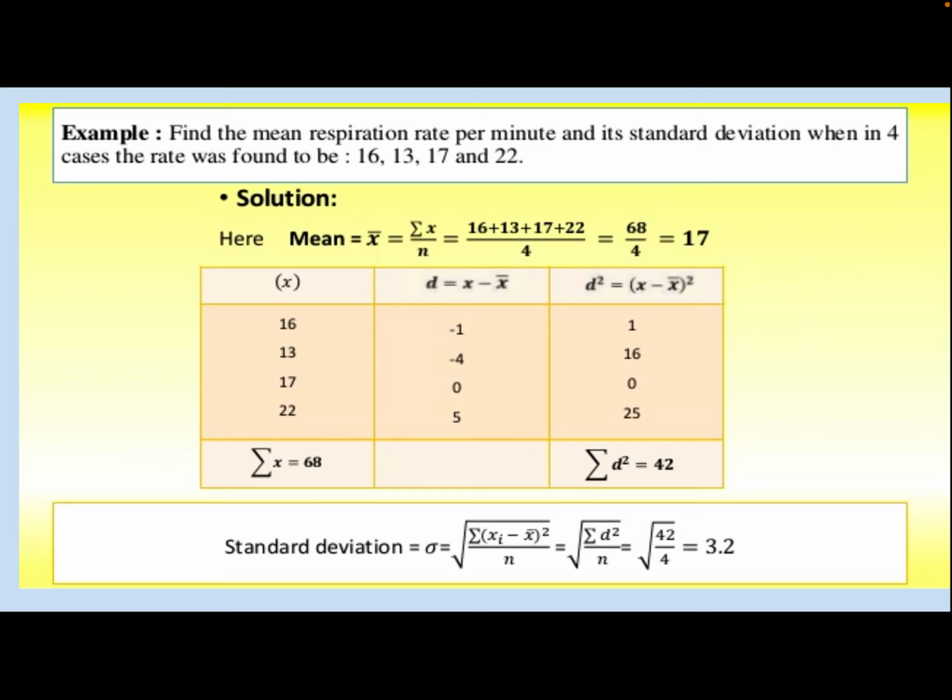The next step is to square up the deviations in order to remove the negative sign. So the third column of the table is the square of the second column. Finally, we total up the third column and apply into the formula. As you can see at the bottom, standard deviation is equal to under root of sigma (x minus x bar) whole square upon n. As we put the values, we get standard deviation as 3.2.